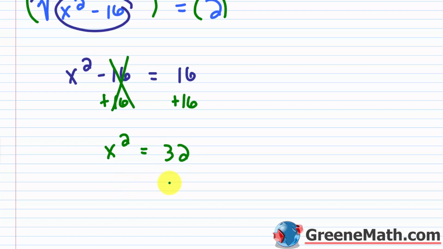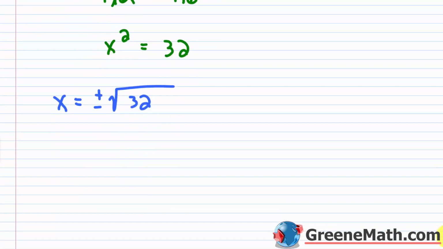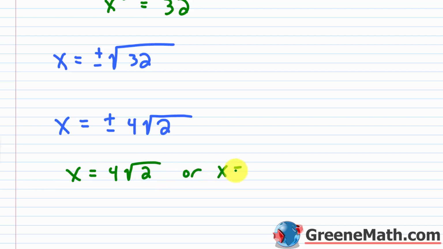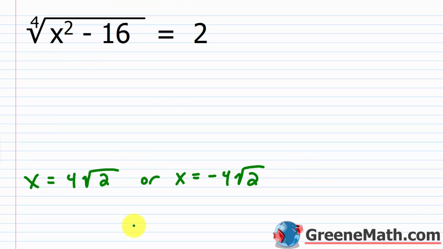I can solve this using my square root property. So I know this would be x is equal to plus or minus the square root of 32. Now, 32 is 16 times 2. 16 is a perfect square, right? The square root of 16 is 4. So let me get some more room going here. I'll say x is equal to plus or minus, again, the square root of 16 is 4, times the square root of 2, okay? So this is my solution. You can say that x is equal to 4 times square root of 2, or x is equal to negative 4 times square root of 2.